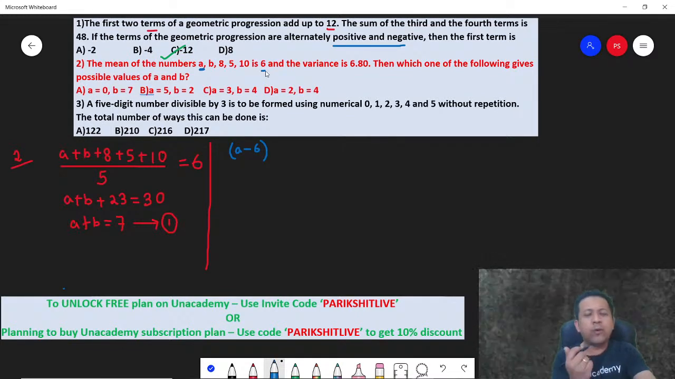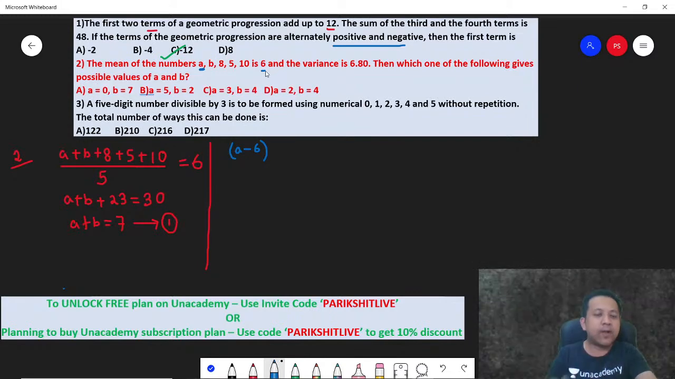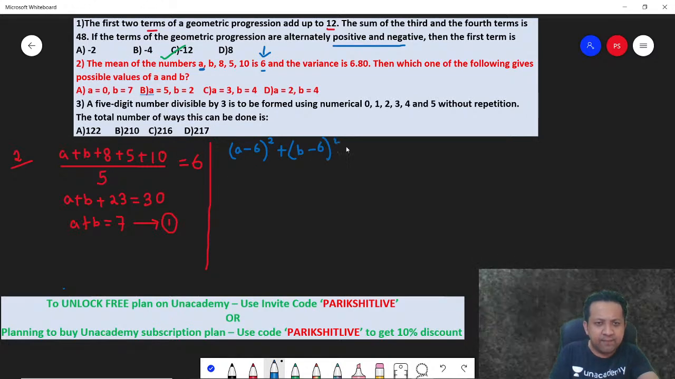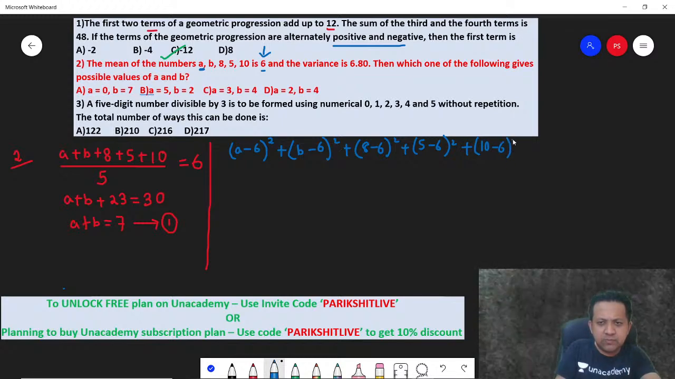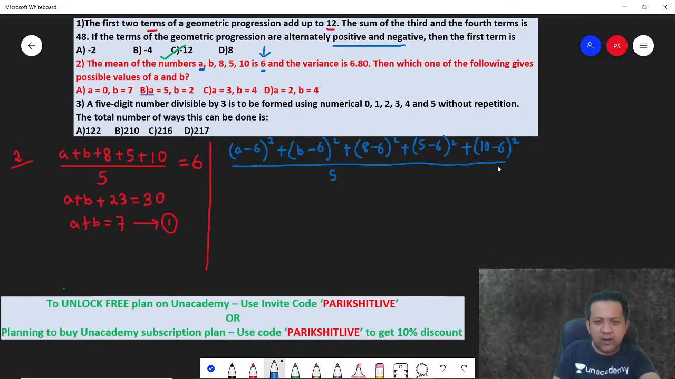What is variance? It is the difference from the mean whole square. So mean is 6. What is the difference of any number? The number minus 6. Whole square. A minus 6 whole square plus B minus 6 whole square plus 8 minus 6 whole square plus 5 minus 6 whole square plus 10 minus 6 whole square, divided by 5. This is the variance, 6.80. Correct?